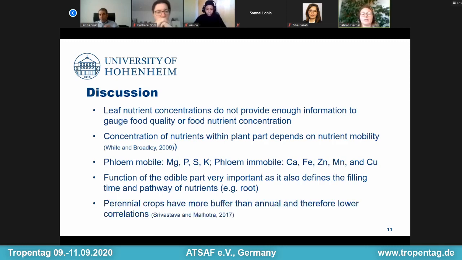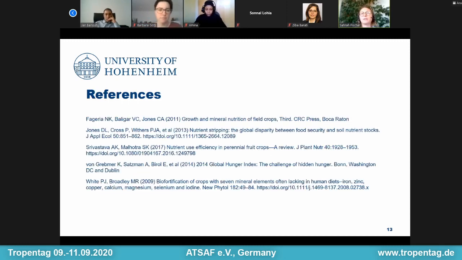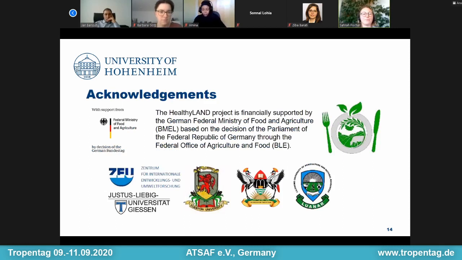Finally, we also saw that perennial crops seem to have more of a buffer capacity than annual crops, and therefore show lower correlations, which we saw in matoke. So the key messages here are that the methods used by agronomists and nutritionists are not compatible. Nutrient transportation and the type of crop part, that is the edible part, are very important to consider. There are differences between the annual and the perennial crops. And efforts should be made to combine nutrient composition databases between agronomy and nutrition, particularly regarding aspects such as global change. These are my references, and I'd like to thank our donors and partners.